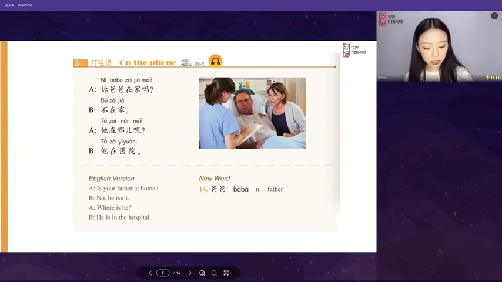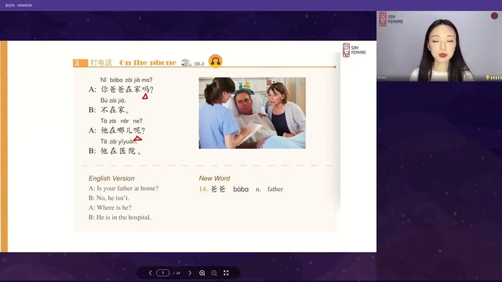他在哪儿呢? Okay, when we are reading, please pay attention to these two words, ma and na. They are neutral tone, okay? Now let's switch the role. You will be A and I will be B. 3, 2, 1.